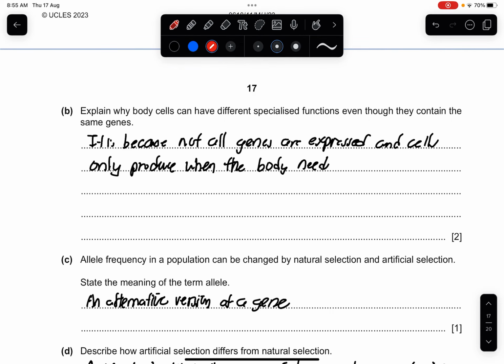Explain why body cells have different specialized functions even though they contain the same genes. Why is this happening? It's because not all genes are expressed. Not everything is being used.